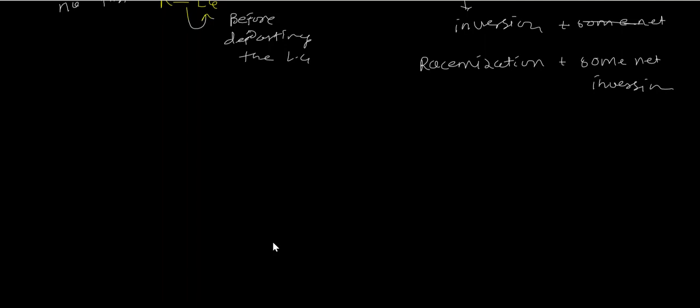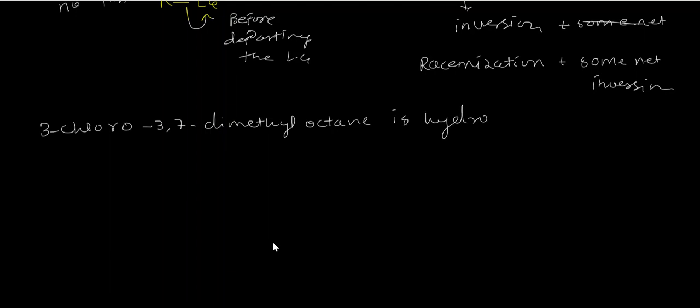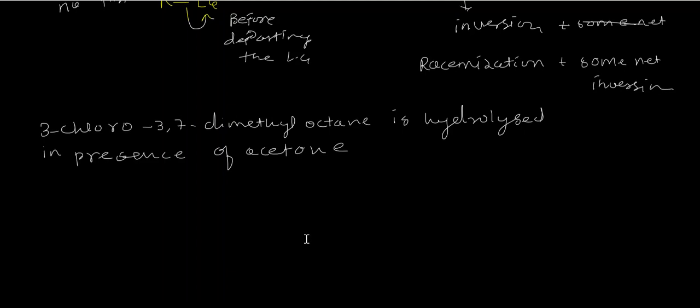Okay, so now let us understand by example. So when 3-chloro-3,7-dimethyloctane is hydrolyzed in the presence of acetone, now look at what is happening here.